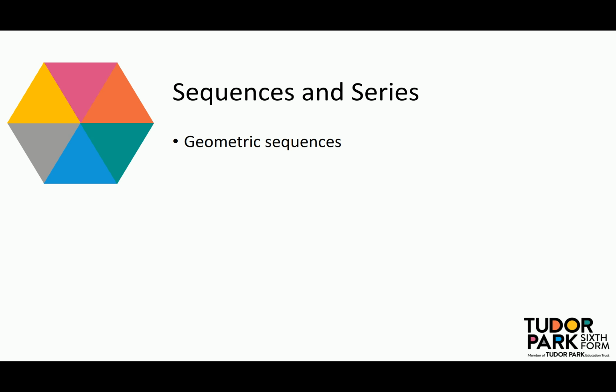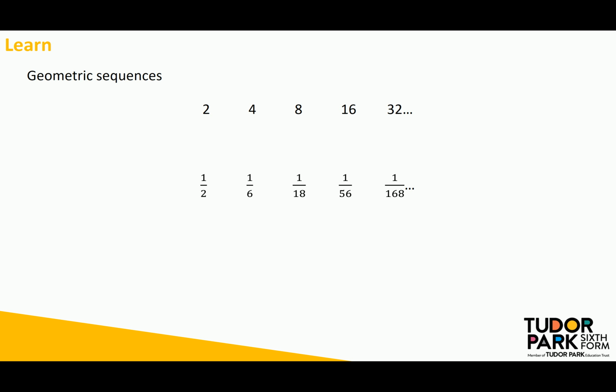Geometric sequences now. So these are sequences in which the ratio between pairs of terms is constant. What do I mean? Well, if I take 4 divided by 2, I get 2. If I take 8 divided by 4, I get 2. If I take 16 divided by 8, I get 2.